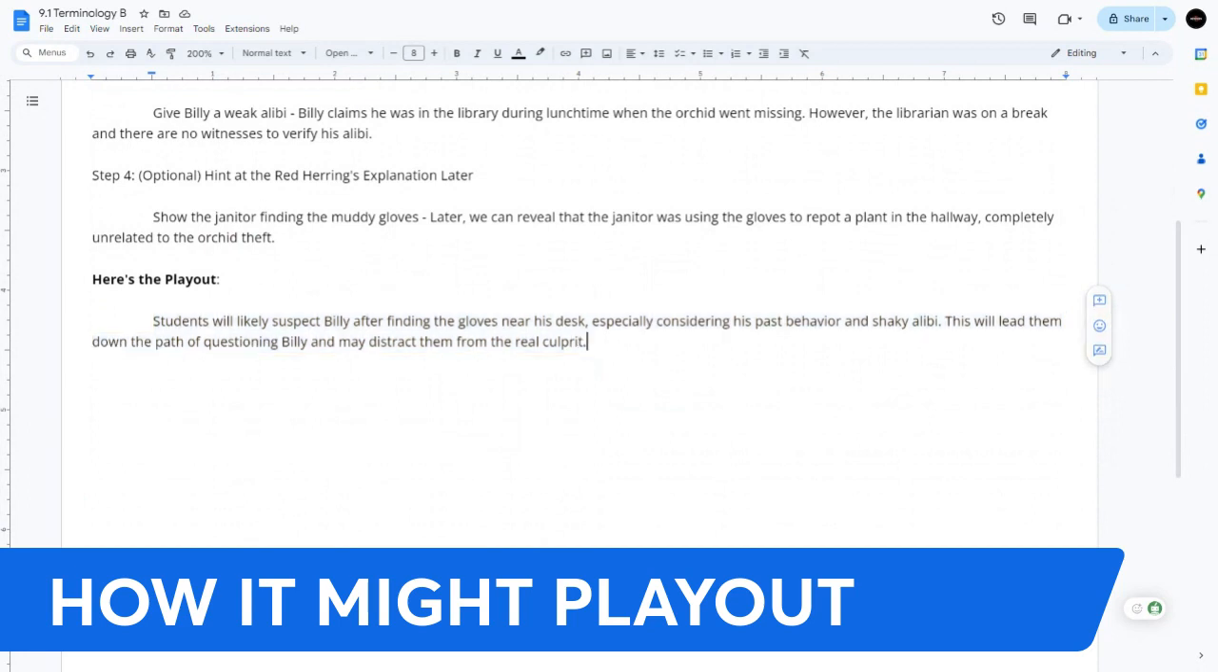Here's how it might play out. Basically, students will likely suspect Billy after finding the gloves near his desk, especially considering his past behavior and shaky alibi. This hopefully will lead them down the path of questioning Billy and may distract them from the real culprit.